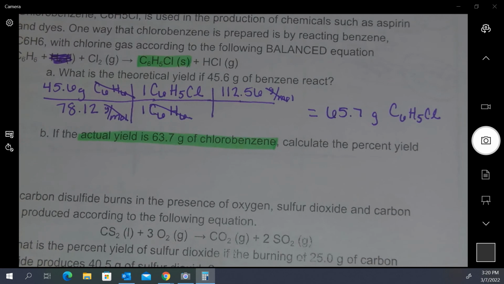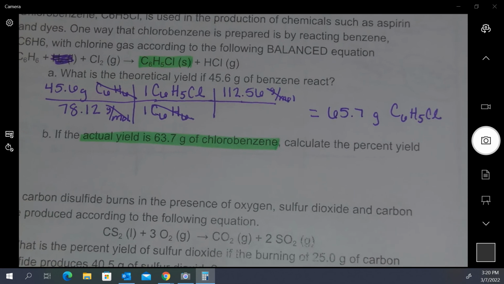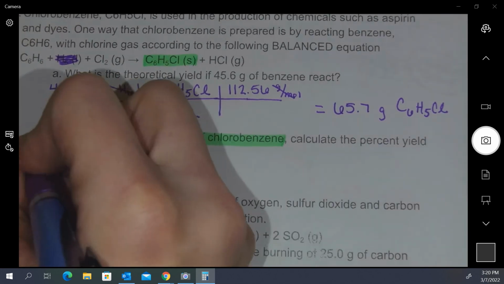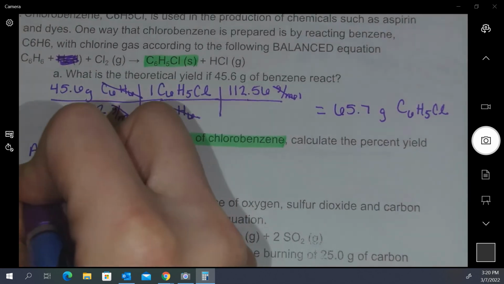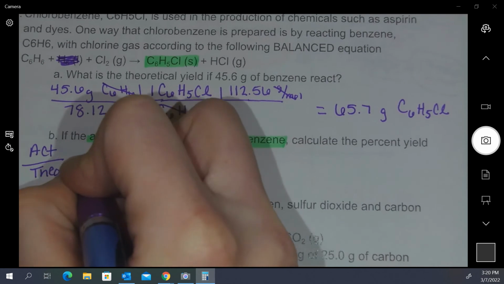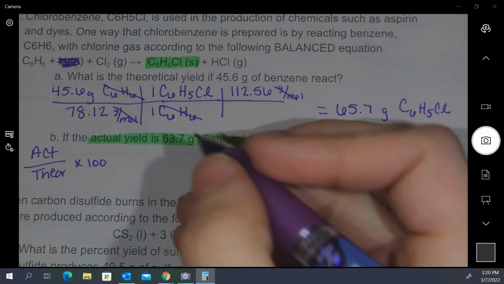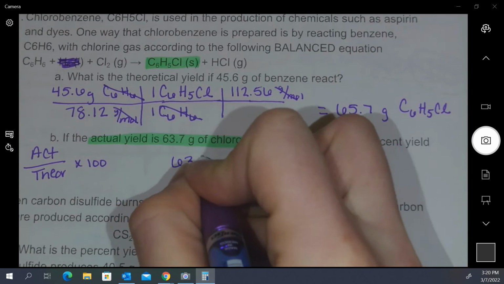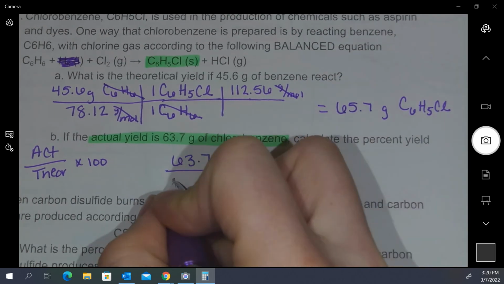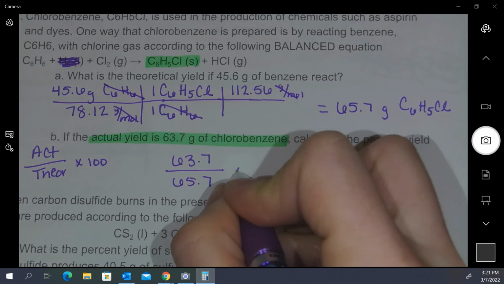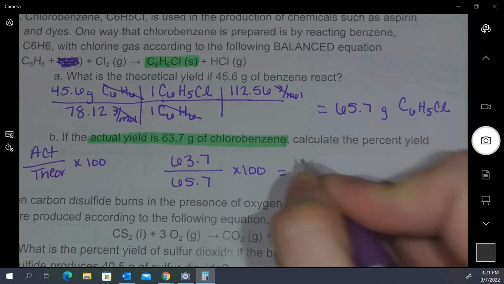B said your actual yield is 63.7. It wants you to calculate percent yield. So our calculation for percent yield is actual over theoretical times 100. So my actual is 63.7. My theoretical is 65.7. I'm going to multiply that times 100.